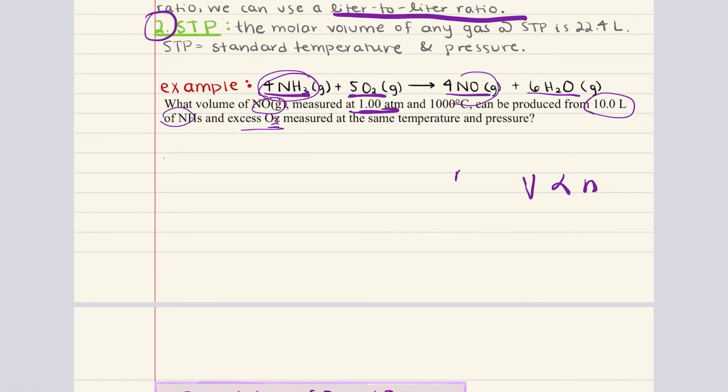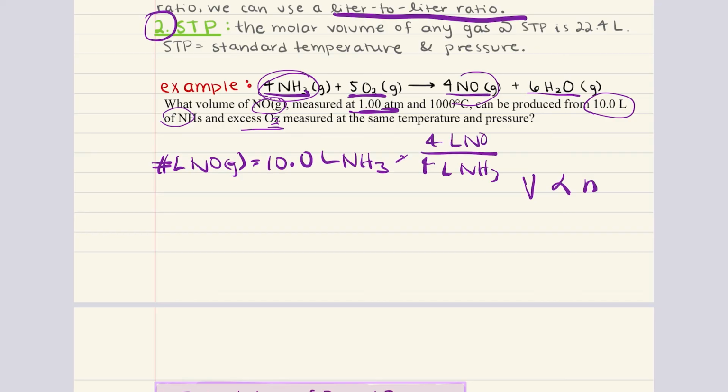So if we are trying to figure out the liters of NO gas, we can start by writing that we have 10 liters of ammonia, and then using a liter-to-liter ratio, 4 liters of ammonia to 4 liters of NO, what we get is 10 liters of NO. The liter-to-liter ratio was obtained straight from the coefficients of the balanced equation, in the same way that mole-to-mole ratios were determined.